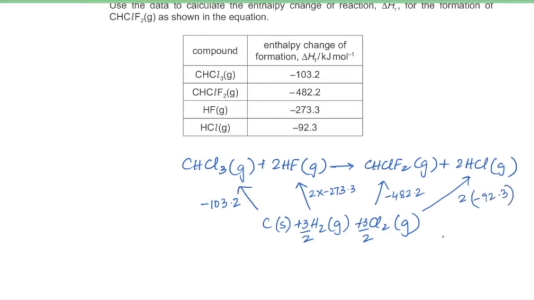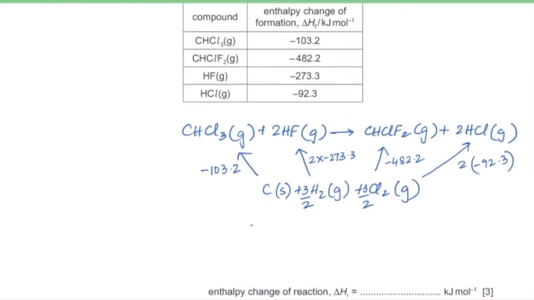Always remember that enthalpy change of formation is the enthalpy change for 1 mole of formation of a compound or a molecule. When there are 2 moles, you have to multiply 2 with that enthalpy change of formation of that molecule. The enthalpy of direct route is going to be equal to the enthalpy of indirect route. The direct route is the formation of CHClF2 and 2 moles of HCl right from the elements in their standard states. So negative 482.2 plus 2 into negative 92.3 is going to be equal to the enthalpy for the indirect route.